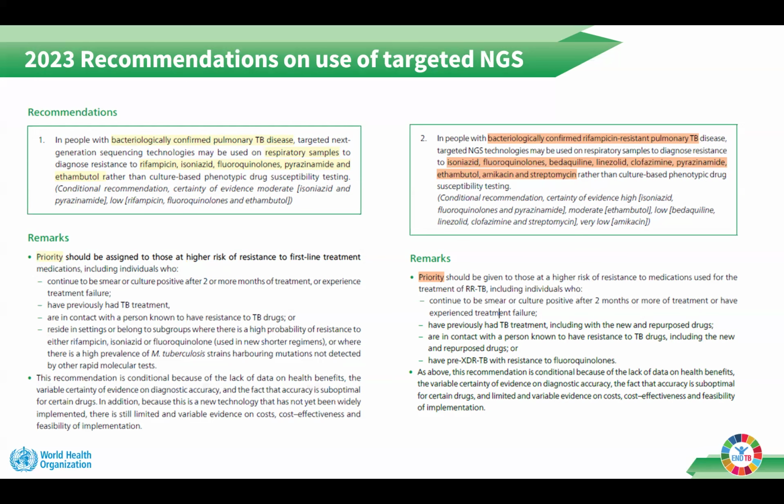On the right, we see the recommendation among individuals that have bacteriologically confirmed rifampicin-resistant pulmonary TB disease, highlighted in orange. The TNGS technologies may be used on respiratory samples to diagnose resistance to isoniazid and second-line TB drugs, where again, priority should be given to those at a higher risk of resistance to medications used in the treatment of rifampicin-resistant TB. This will ensure that the patients that are at higher risk for resistance have access to the technology and receive drug susceptibility test results more rapidly than phenotypic-based testing.